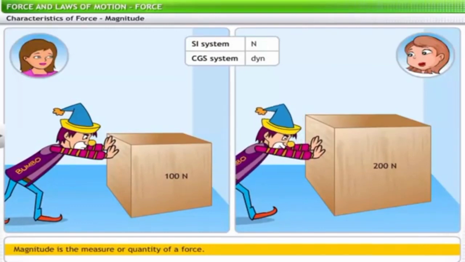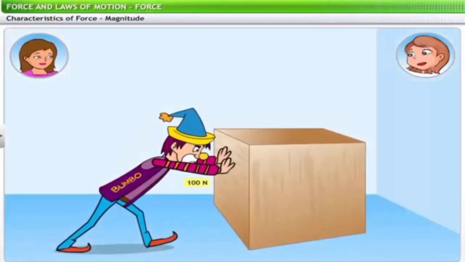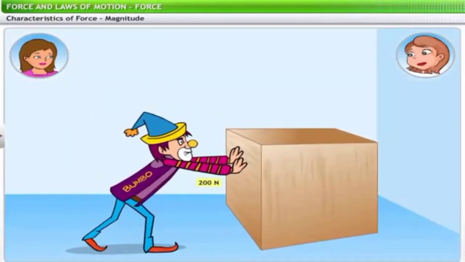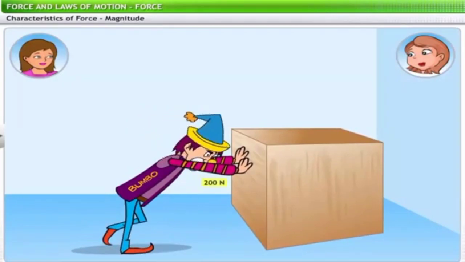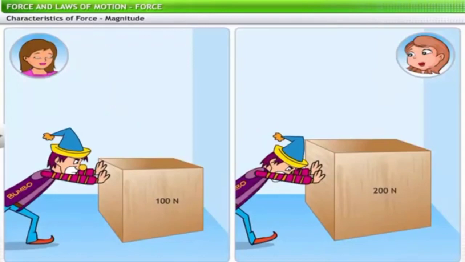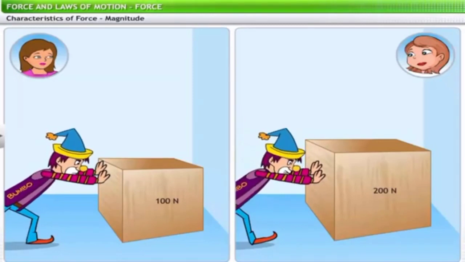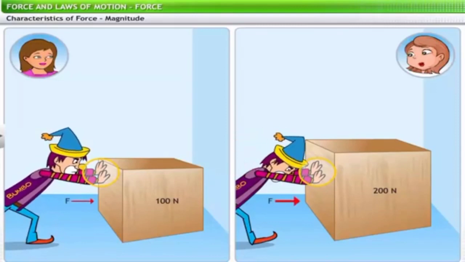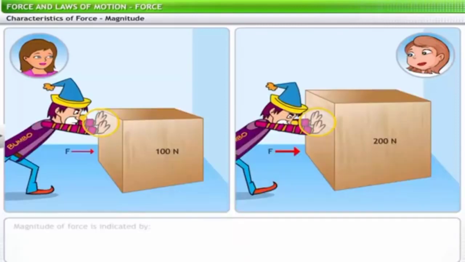He had no problems pushing the smaller block, but he seems to be struggling with the larger block. There, he's done it. What do you think was the difference in these two cases? He had to apply more force to move the second block. Correct. The magnitude of the force required to move each of the two blocks was different.